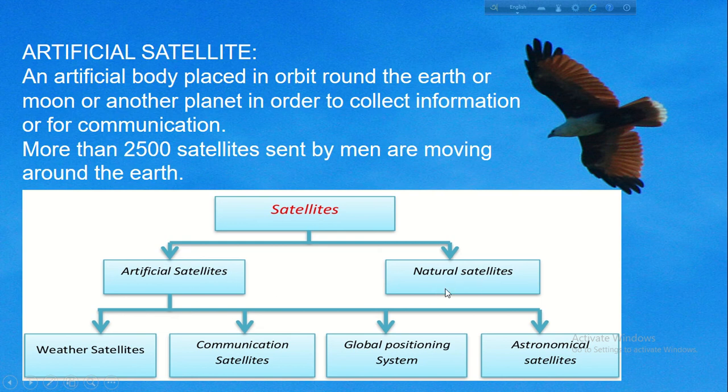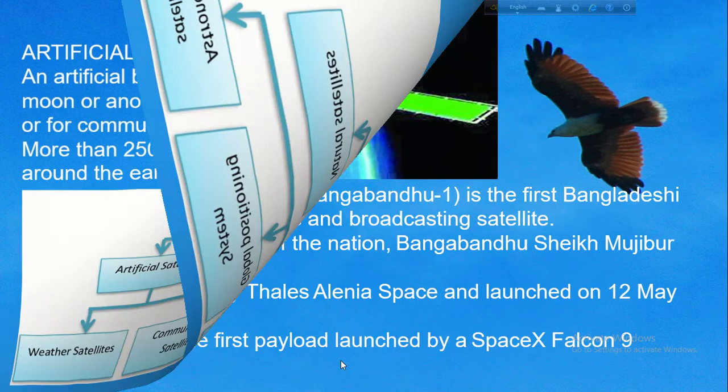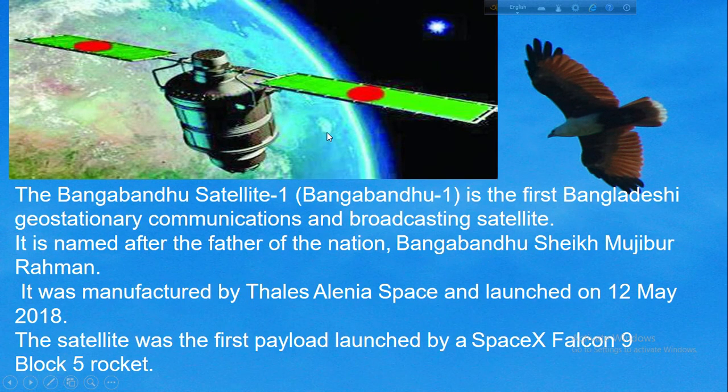I had discussed just the natural satellite. As for artificial satellites, there are different types: weather satellite, communication satellite, global positioning system, astronomical satellite. There are also military satellite, navigation satellite, earth observing satellite, etc. So do you know about our Bangabandhu satellite, which was sent to outer space from our country? We feel proud when we see these satellites in outer space.